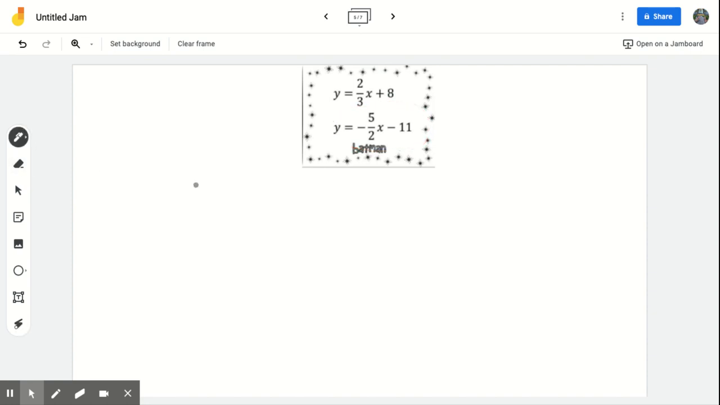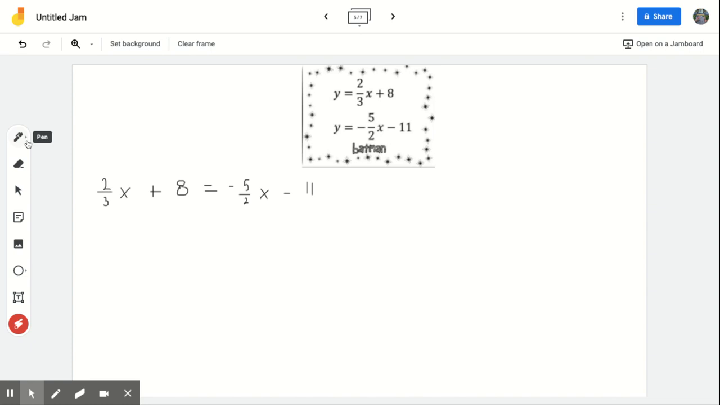What I could do is set these two equations equal to one another. So the 2/3 x plus 8, which is equal to y, would also be equal to negative 5/2 x minus 11, which is also equal to y. The reason we're allowed to do that is because this is worth y and this is also worth y. So they're both equal to the same thing.